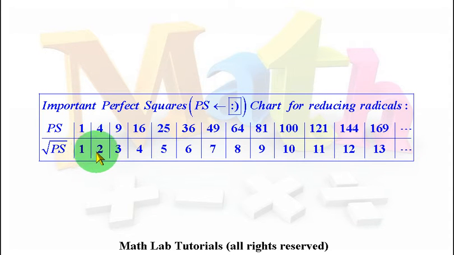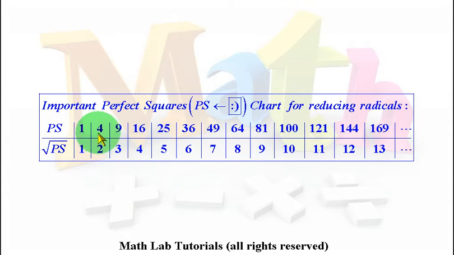Okay, these are all natural numbers, so the square root of a perfect square is always going to be a natural number. And that's why this table or this chart is so very important for reducing radicals. You can think about this as a square root chart, because the square root of 1 is 1, the square root of 4 is 2, the square root of 9 is 3, the square root of 16 is 4, square root of 25 is 5, etc., etc.